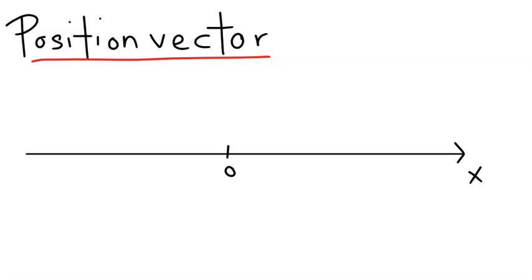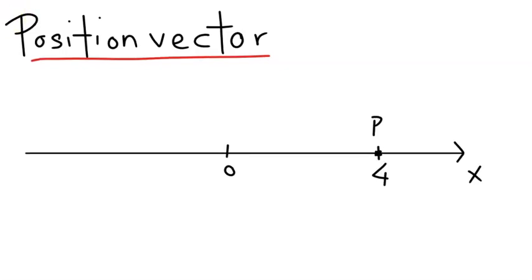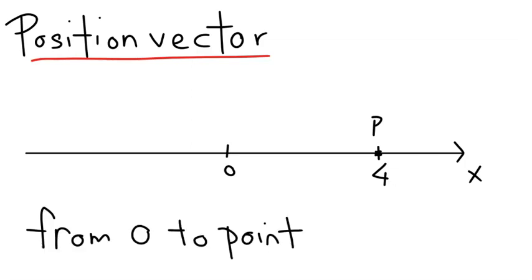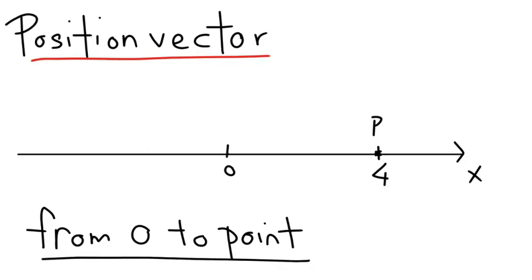Position vector is a vector that specifies the position of a point or the position of an object situated at a point. In this video, we shall restrict our discussion to one dimension only. Suppose you have a point P, as shown, whose x-coordinate is 4. How do you define the position vector of this point P? The position vector is defined from the origin to the point in question. Thus, it can be sketched like this. So that is the position vector of point P.